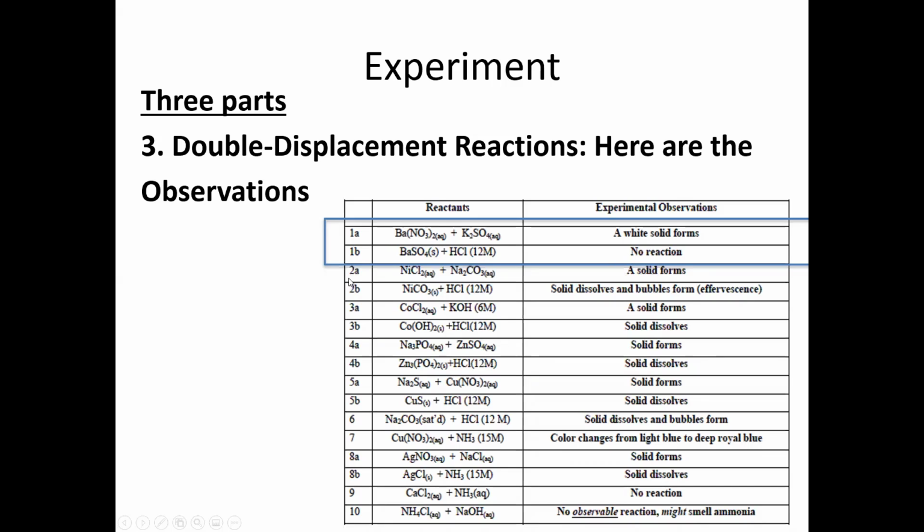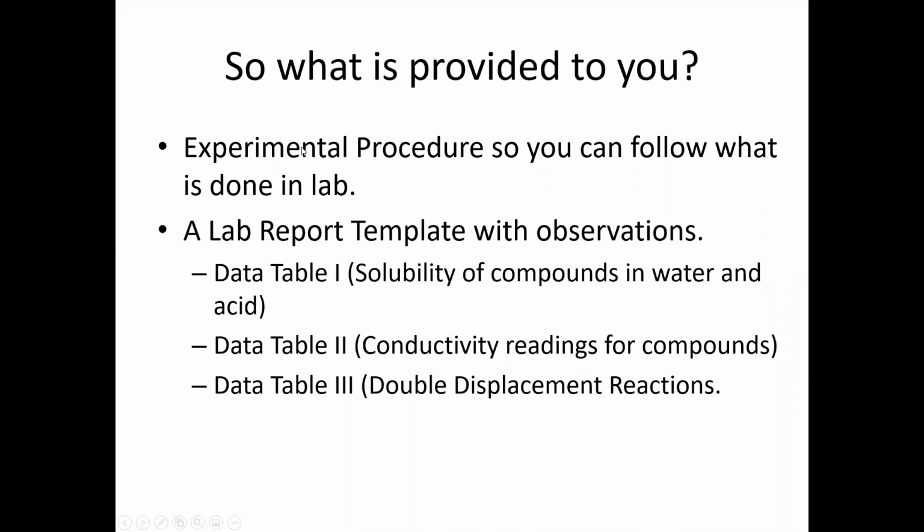Okay. You can see there are 2A, 2B, 3A, 3B, with the exception of 6, 7, 9, 10, which are just one-step reactions. And based on these, you will need to figure out what kind of reaction is happening when we mix these reagents together. And you need to write down the net ionic equation. On the Canvas, there is an experimental procedure provided. You can follow what's done in the lab.